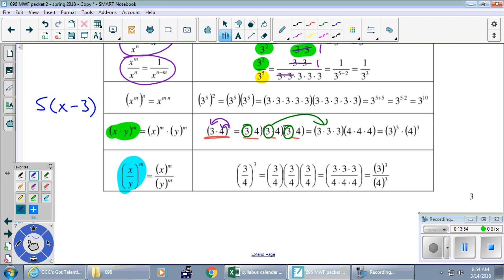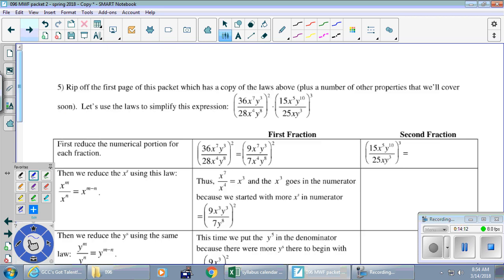The same thing works when you have division. (3 over 4) to the 3rd. If you write it all out, you will see that that power of 3 comes in and pseudo distributes to the top and the bottom. 3 to the 3rd over 4 to the 3rd. Okay? That's written over here with x's and y's. All right. So those are 5 laws or properties.